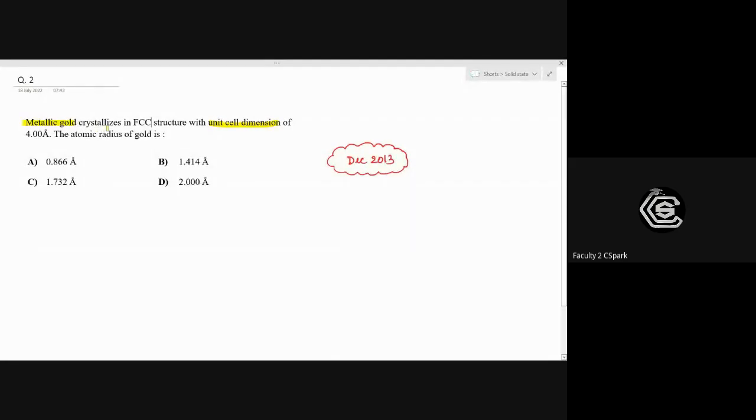Which crystallizes in FCC is what they have given in the question. And what they need is the radius of the gold atom in angstroms. So you can try this out and let me know the answers in the comment box.